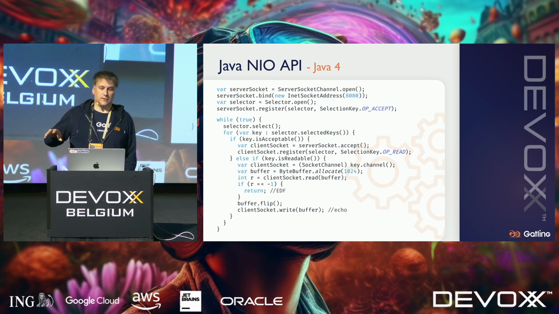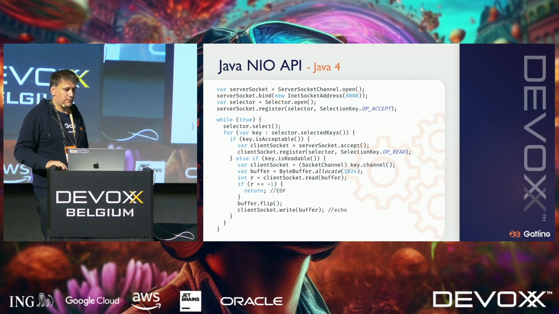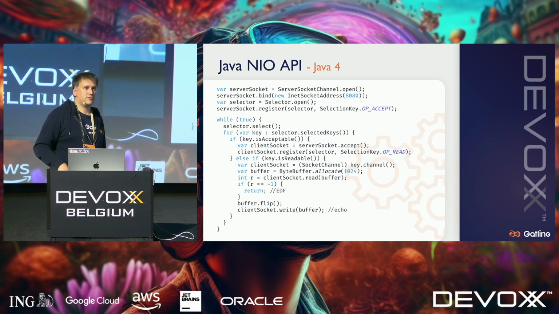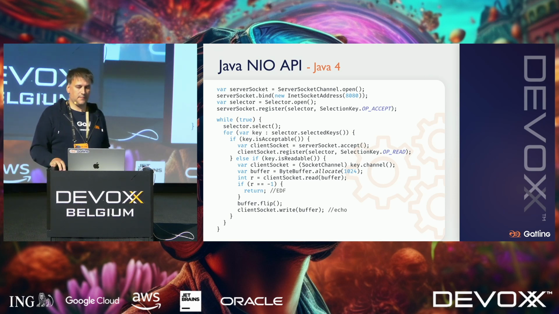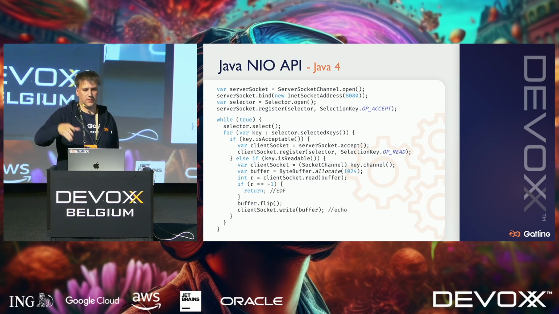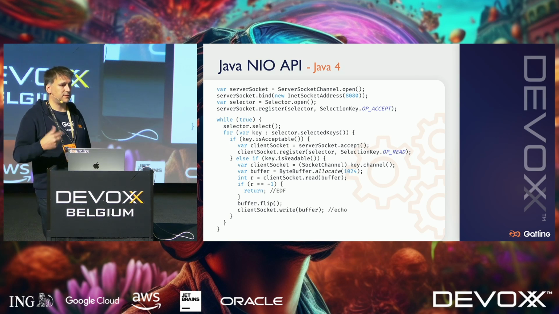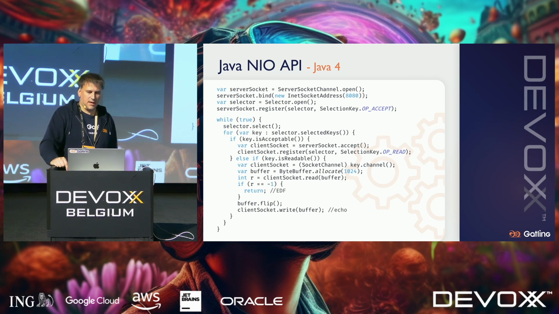And if you have a look at the Java NIO API that was introduced in Java 4, this is exactly what happens. The API is mapped almost one-to-one. So here we're going to open a server socket channel, a new API from NIO. We're going to bind on the listening port, and then we're going to open a selector, and the selector is actually a wrapper on top of EPoll. Then we're going to register on the selector the server socket and say that for this socket we're interested in accept events. And then we're going to have our loop where we're going to call select, which is the wrapper on top of EPoll wait.